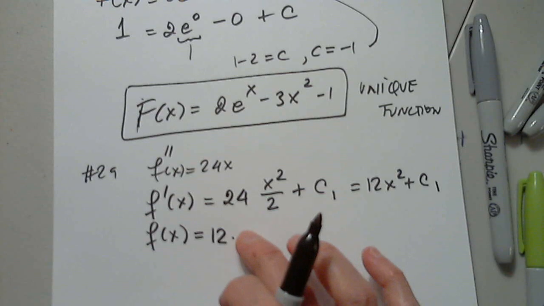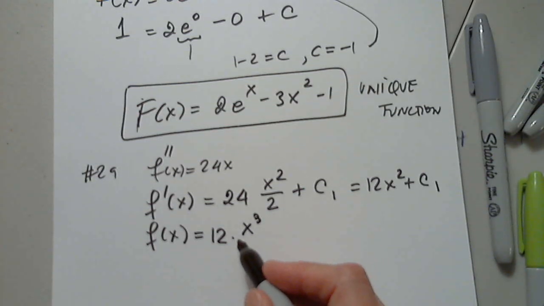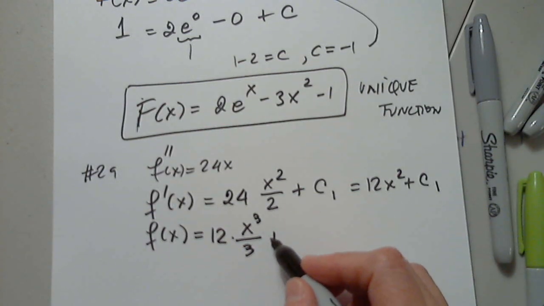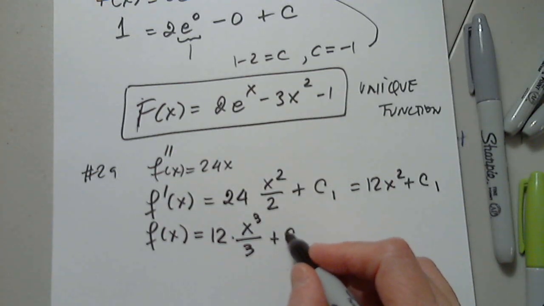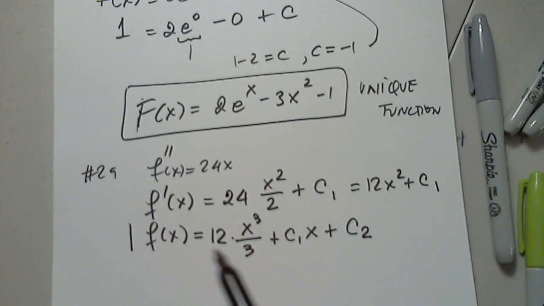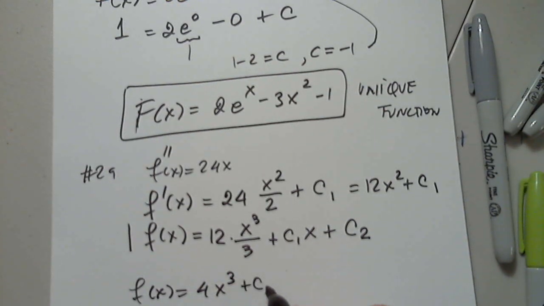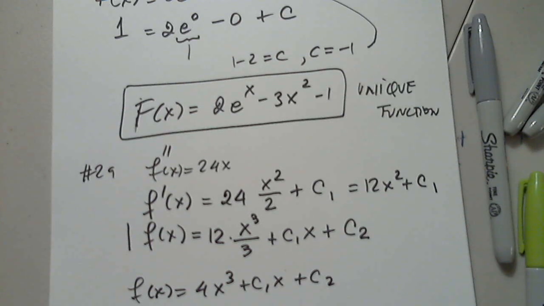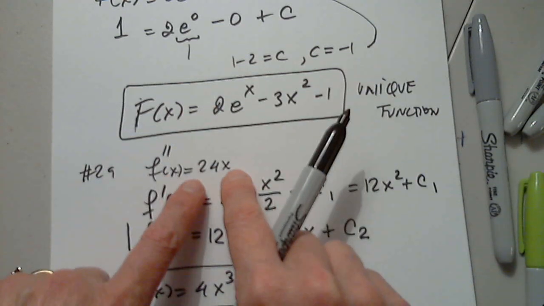So, which function prime is x squared? x to the third divided by 3. Plus, which function prime is c1? c1 times x, plus c2. And yes, I have to simplify first. So f of x equals 4x to the third plus c1x plus c2. This is the function, family of functions, whose second derivative is that.